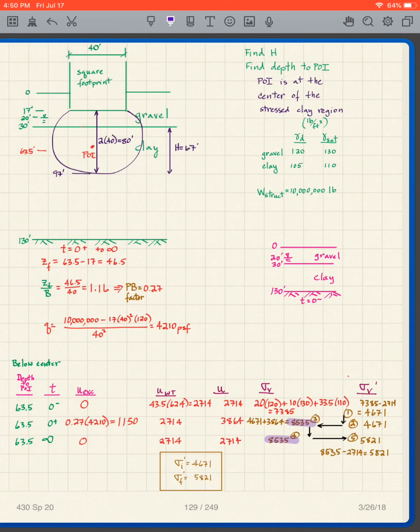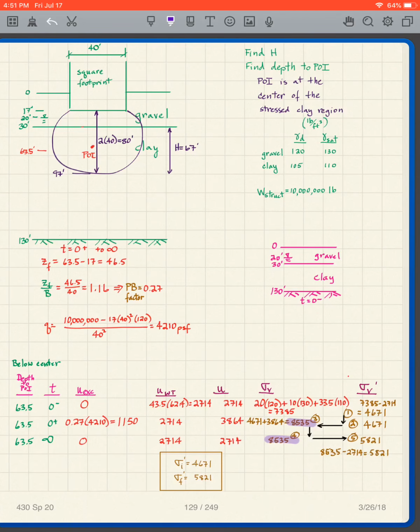Okay, so let's start with this. My z sub f, remember, is the depth from the base of the foundation to the point of interest. So that's going to be the 63.5 minus the 17, which is 46.5. Then my z sub f over B is going to be the 46.5 divided by the 40, which is the width. I get 1.16. And that means then I've shown the point of interest below the center of our structure.